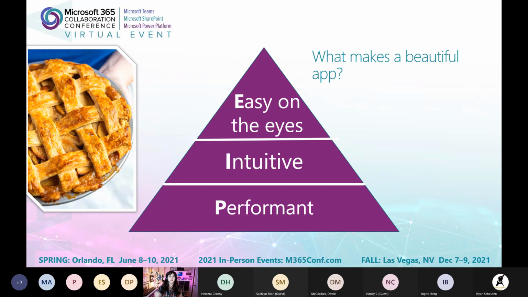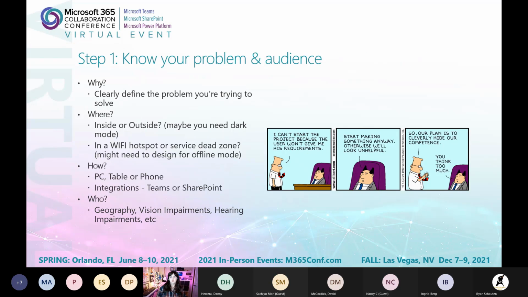All right, so we're going to use this as the foundation of how we break out the things we're talking about today. Now, I know performance can be a little bit boring, so I'm saving that towards the end, and we'll go over some tips for performance. We'll start with the intuitive and easy on the eyes factors. How can we add some wow factors into our apps? But first, before we dive into specific tips, how do we even get started thinking about building beautiful applications?